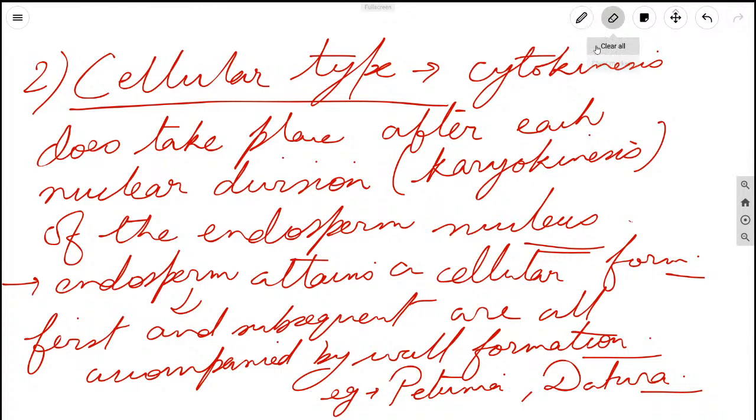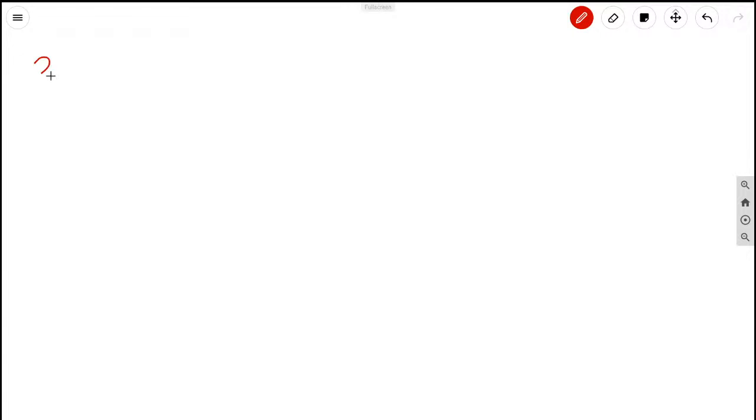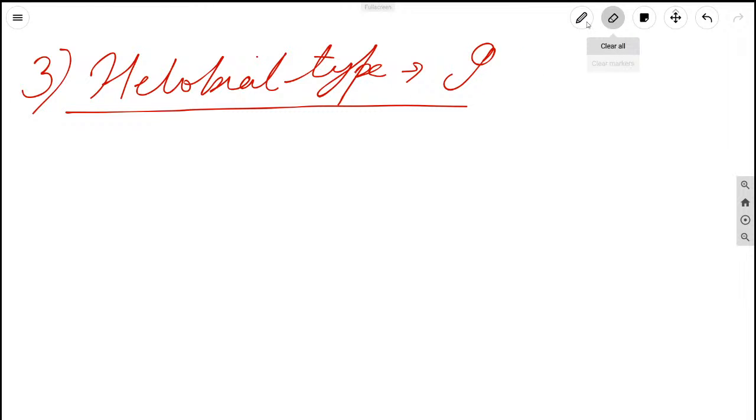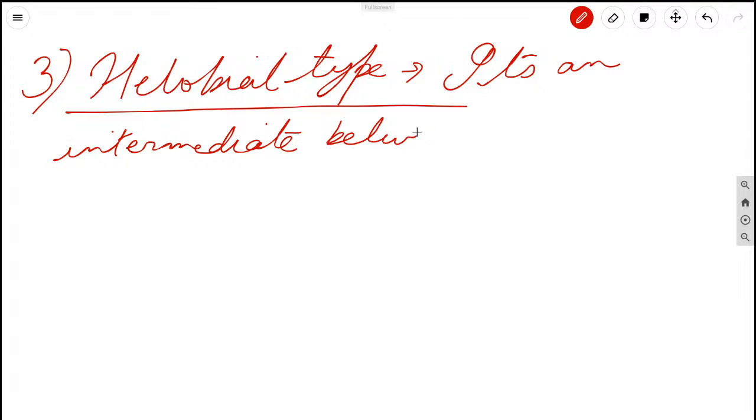Then you have the halobial type. Okay, number 3 is the halobial type. Now halobial type is nothing but an intermediate between, you can say, the nuclear type and the cellular type. Always remember this thing. Logically, it is an intermediate between the nuclear and cellular types.